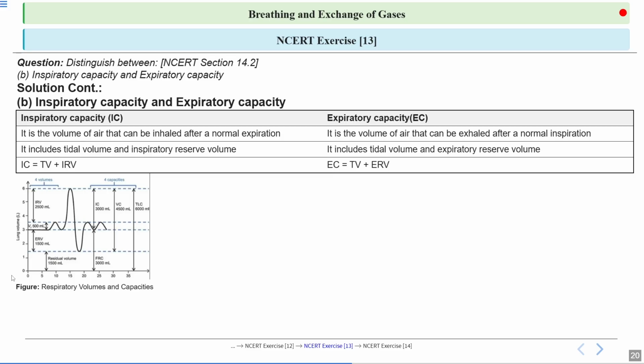So here you can see the inspiratory capacity. Here you can see IC. IC means inspiratory capacity. So TV, tidal volume is here, and IRV is here. So tidal volume and IRV will combine and give you the inspiratory capacity. Similarly, you can see the EC, right?